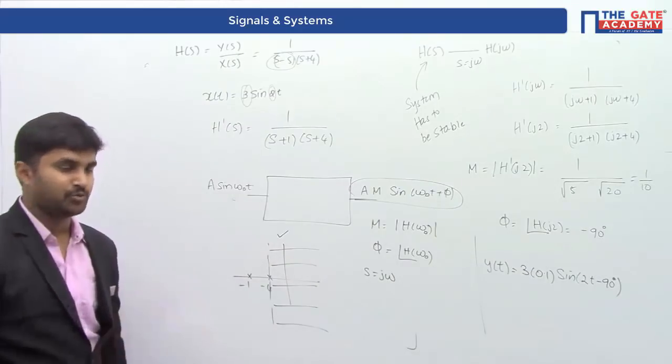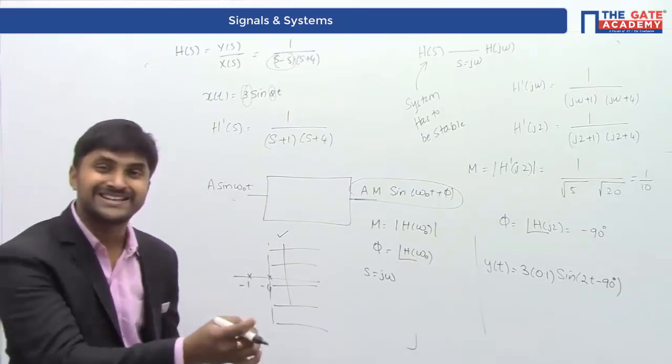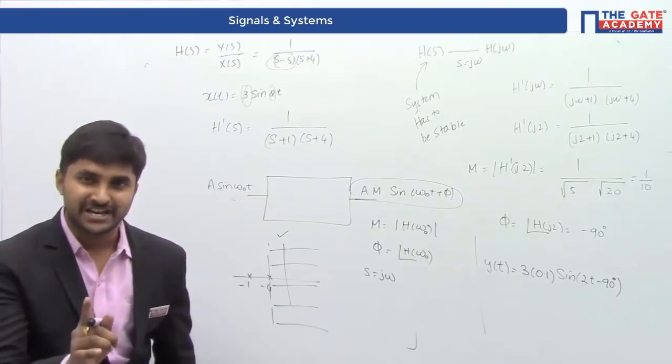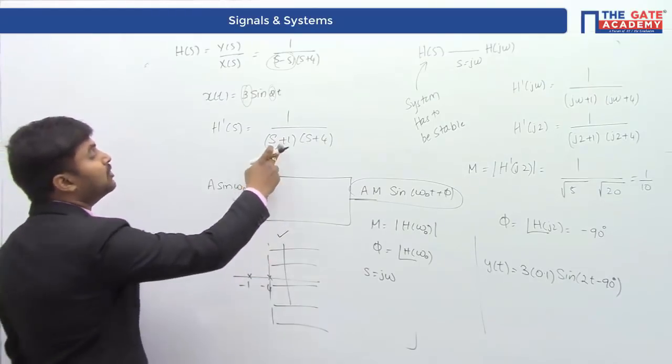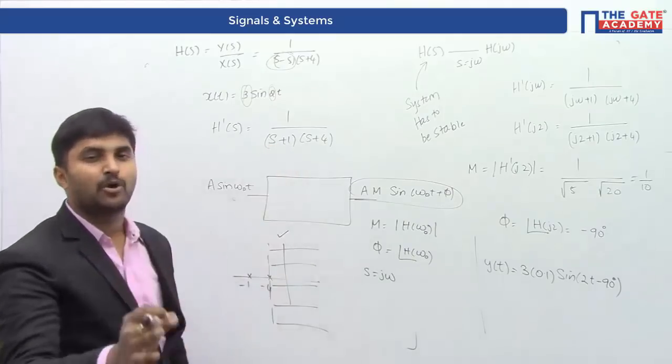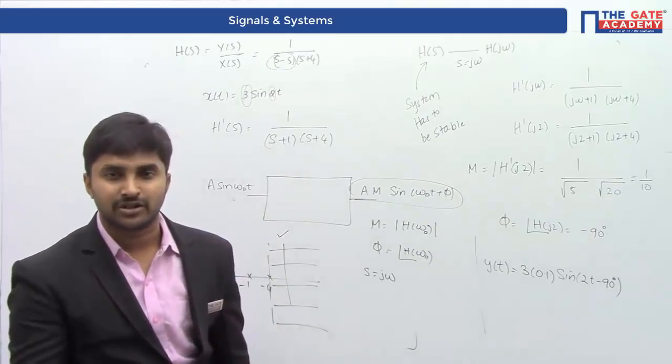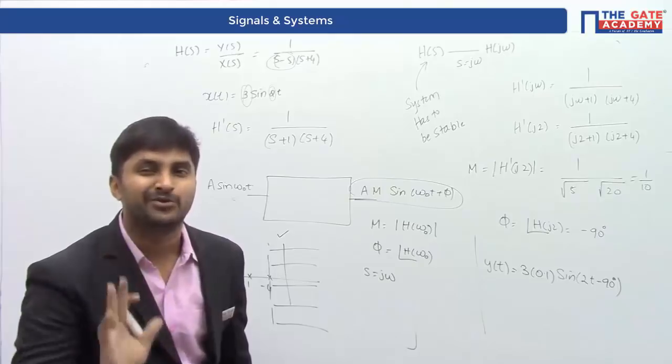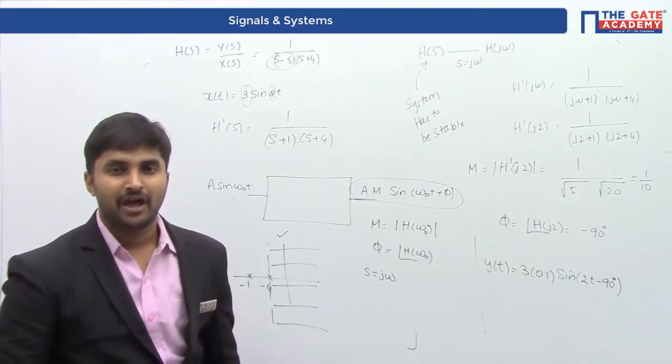So this is going to be the output, minus 0.3 sine of 2t minus 90 degrees. You have to understand one thing. If I don't replace the pole with s is equal to 5 instead of s is equal to minus 1, then it is not possible to find the steady state value or the output, because the output is going to be unbounded in nature.